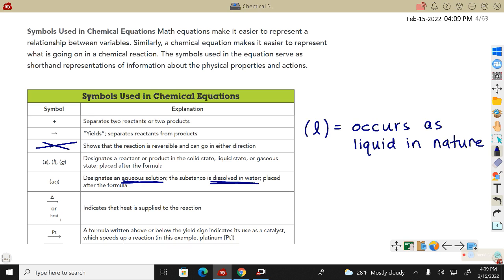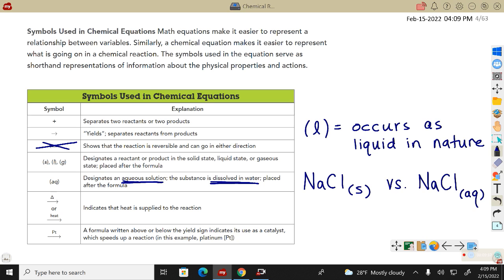The AQ we definitely use a lot, but it's for something that is dissolved in water. It's something that doesn't naturally occur as a liquid, but I dissolved it in water. For example, we could have sodium chloride with an S behind it. If I saw a chemical equation with this in it, I would know that I'm using solid salt. Or I could see NaCl with an AQ. That means it's a salt solution. It's sodium chloride that's been dissolved in water.